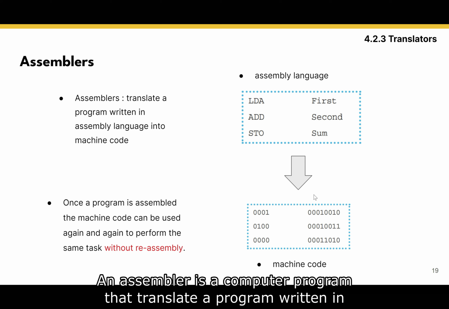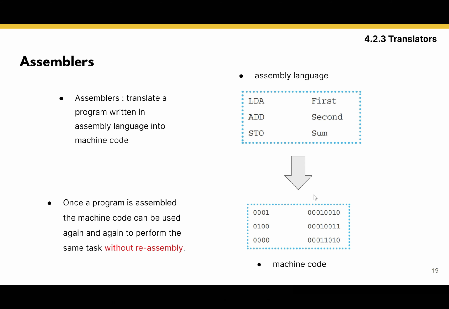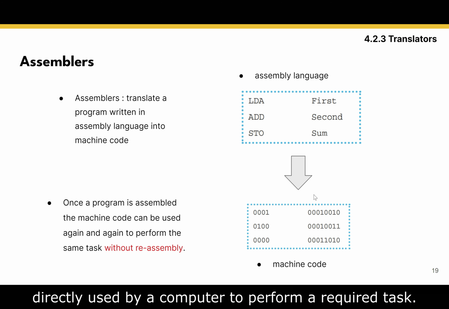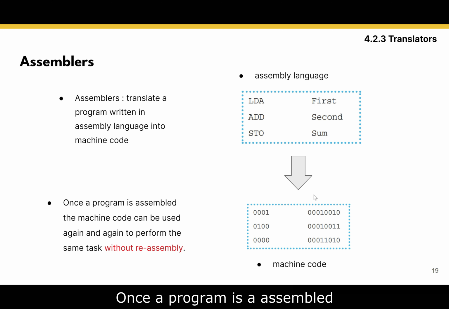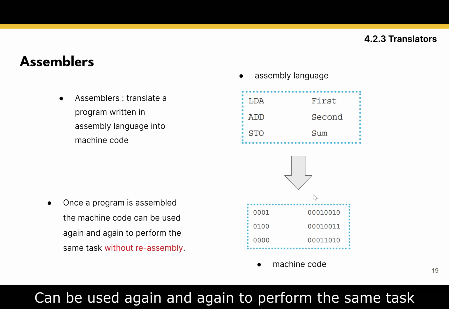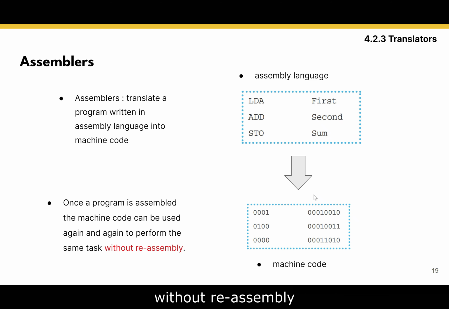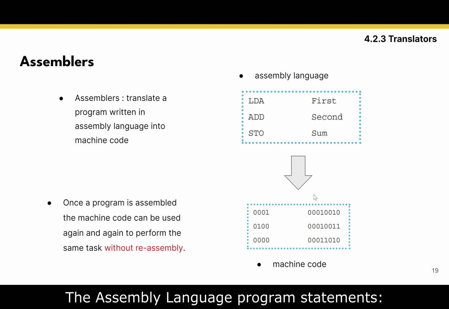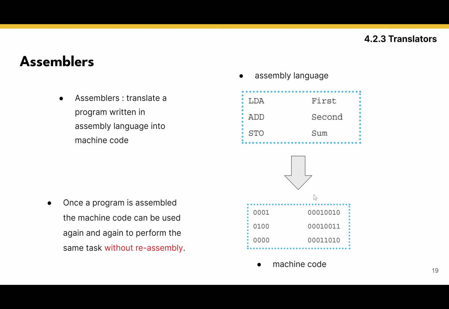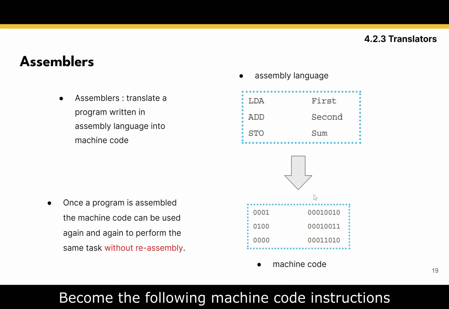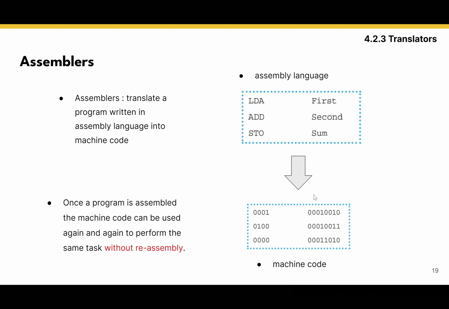An assembler is a computer program that translates a program written in an assembly language into machine code, so that it can be directly used by a computer to perform a required task. Once a program is assembled, the machine code can be used again and again to perform the same task without reassembly. The assembly language program statement becomes the following machine code instruction when translated.